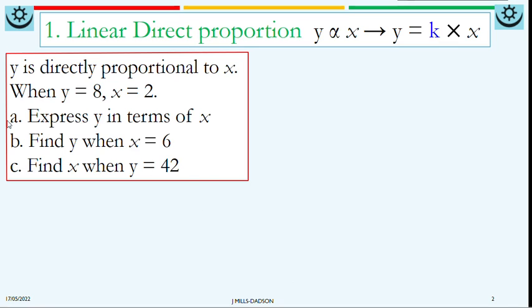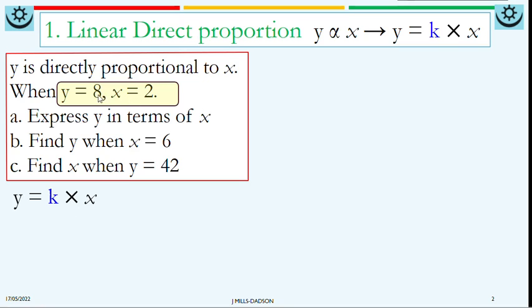Anytime that you see a question where they say express y in terms of x, that means they want you to create an equation or formula for it. So this is the symbol notation for direct proportion, and this is the K, which represents the proportionality coefficient. So how do we start? We start with the proportionality coefficient formula. Y equals K times X because it's directly proportional. This is how we start.